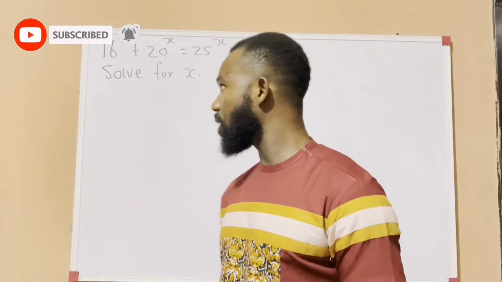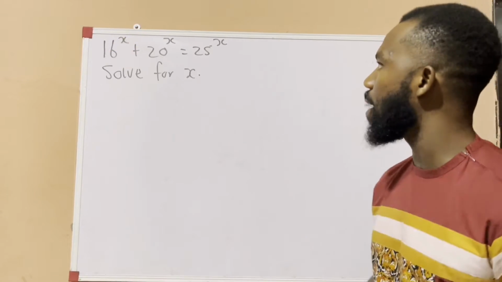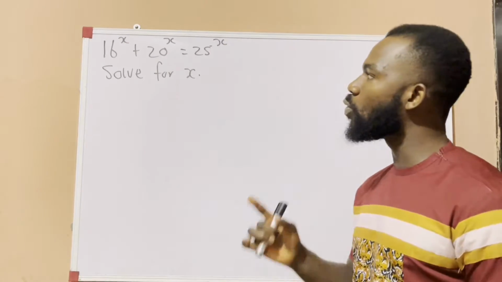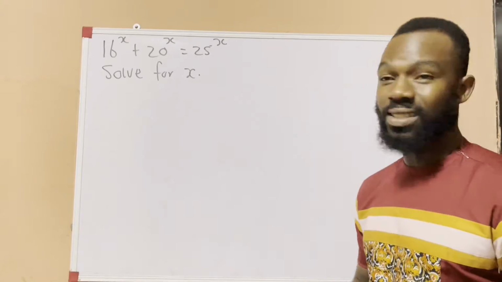And the question says, if 16 raised to the power of x plus 20 raised to the power of x is equal to 25 raised to the power of x, we are told to solve for x. Now, how do you solve a problem that looks like this?